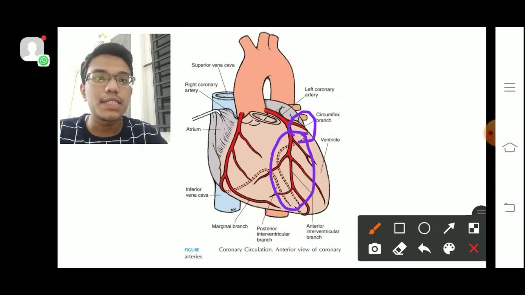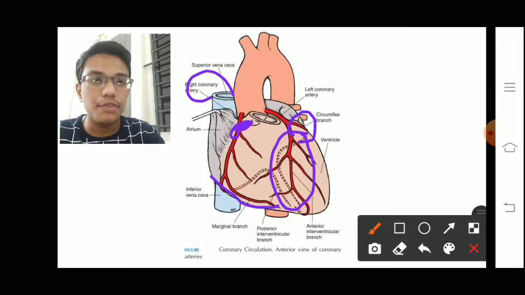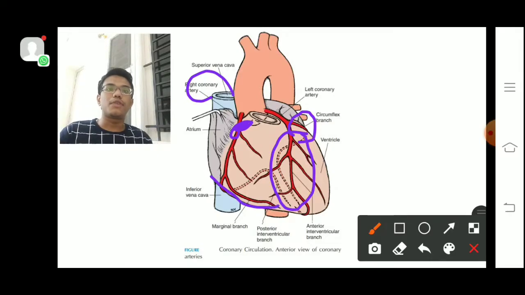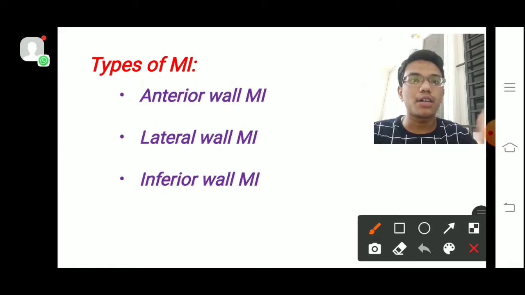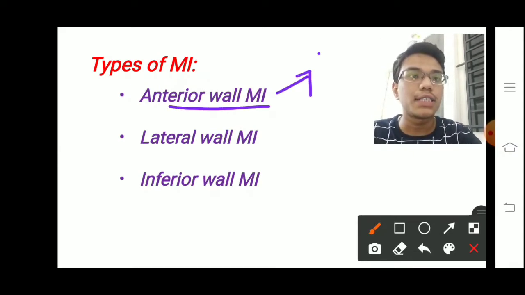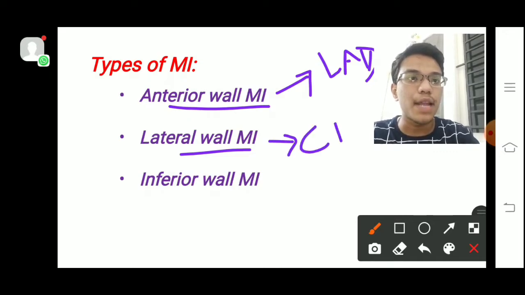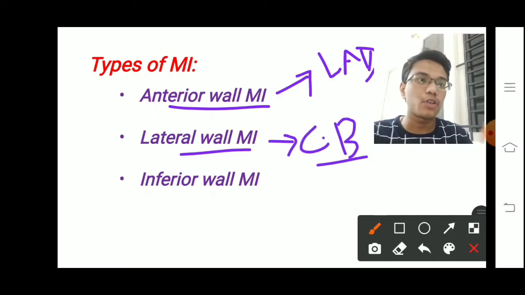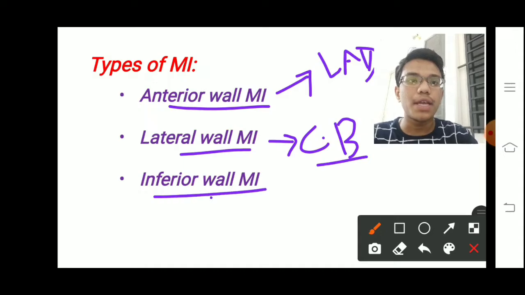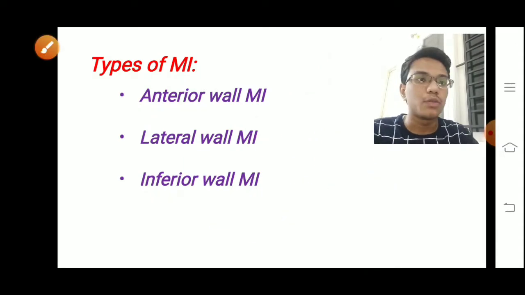Now talking about this right coronary artery, if the right coronary artery gets blocked by thrombosis, then this marginal artery which is running inferiorly will also be affected, and that leads to inferior wall MI. The three arteries which get blocked in the three types of MI are: in anterior wall MI, which artery is blocked? That is the left anterior descending artery. In lateral wall MI, it is the circumflex branch. CB means the circumflex branch of the left coronary artery. And the inferior wall MI occurs due to blockage in the right coronary artery. These three things you should know.